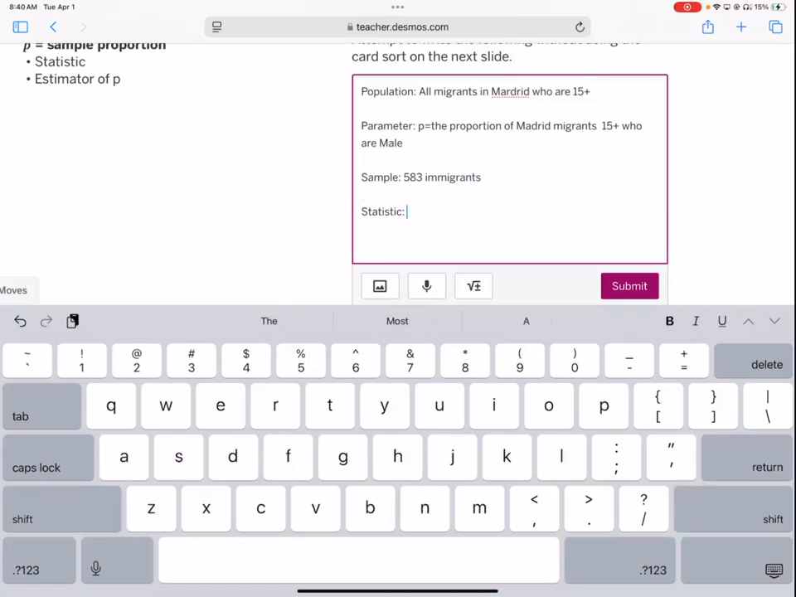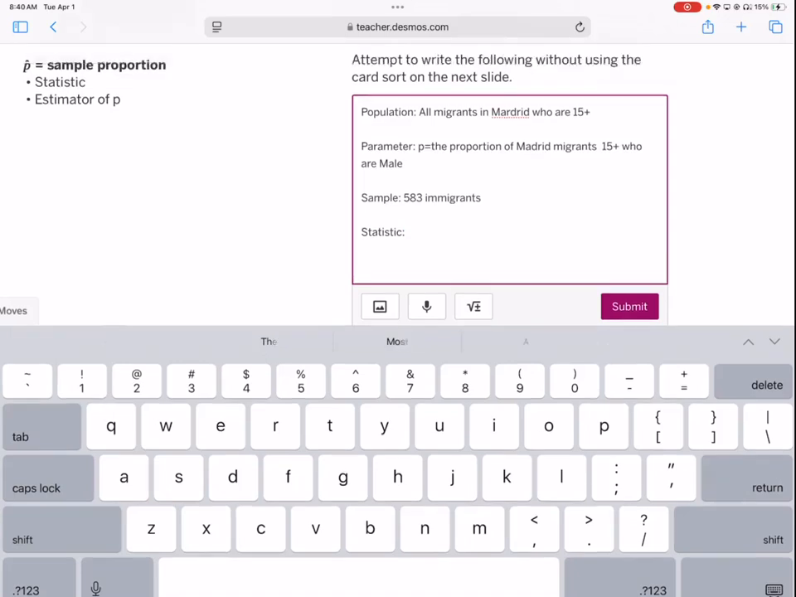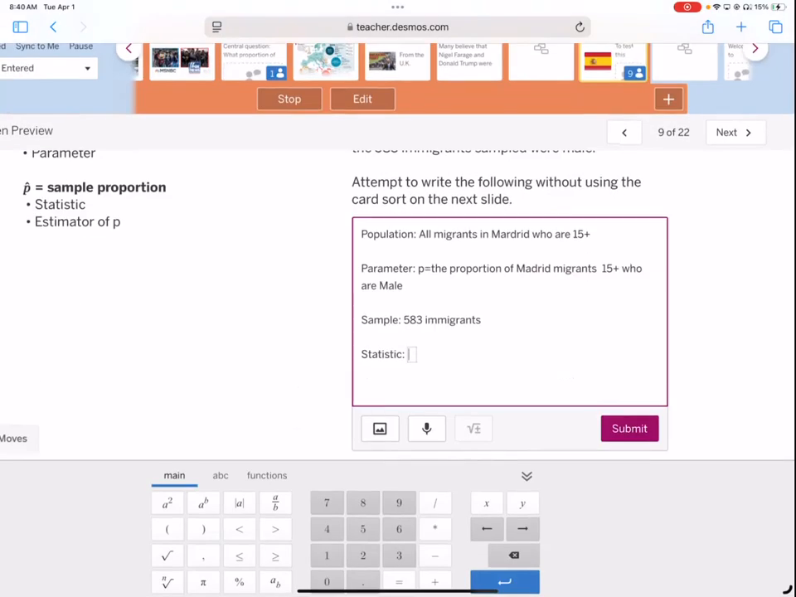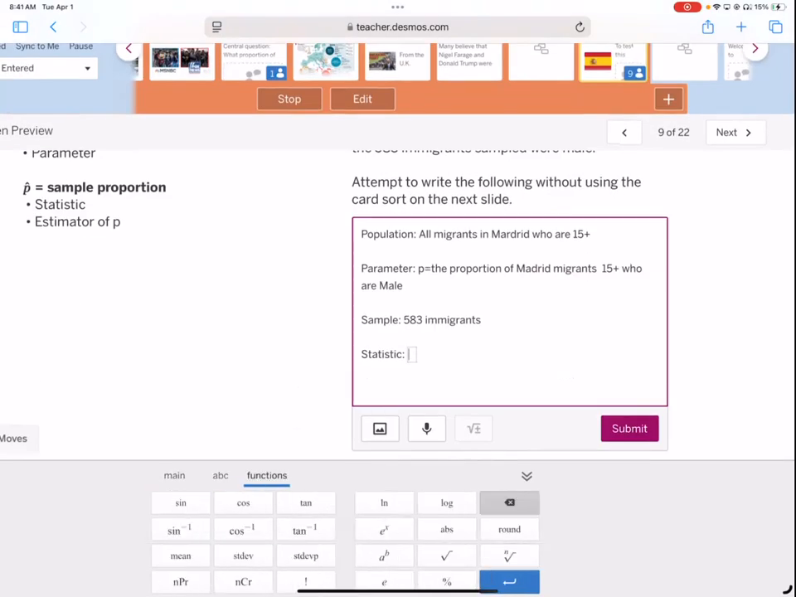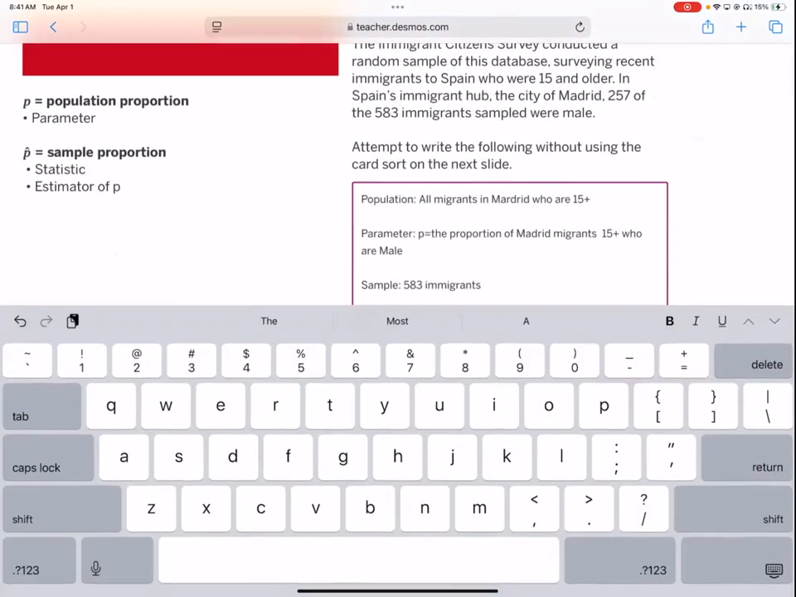My statistic is p hat. Now you can actually do p hat if you want to. I believe you have the issue. No, I don't know. They don't allow you to do it on this. You can just do p hat, p dash hat.